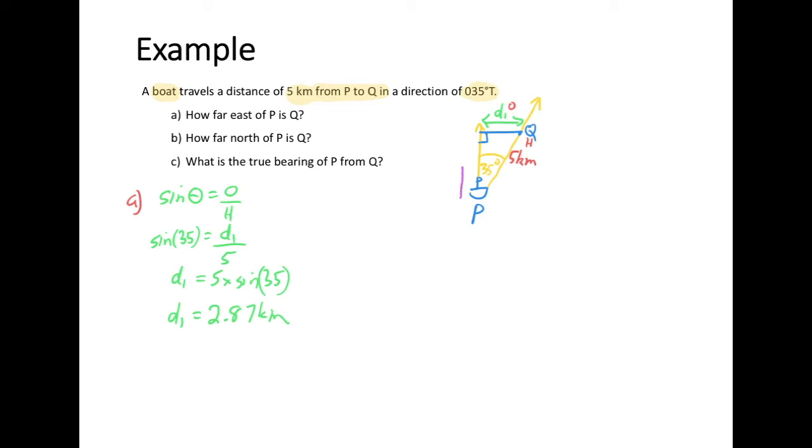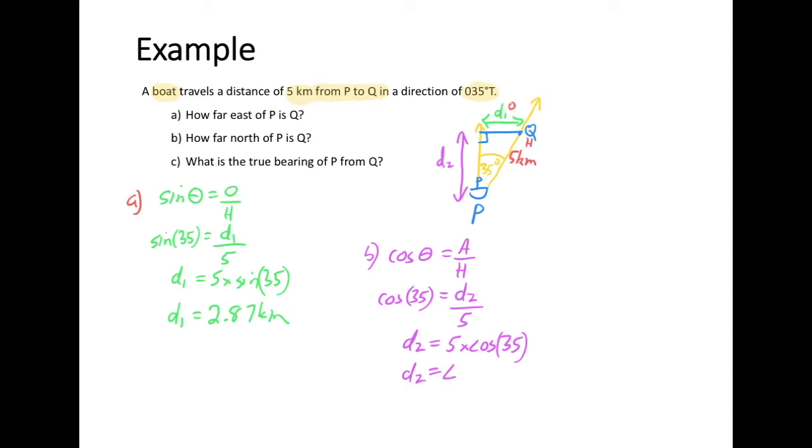So for B, I can work out the distance north between P and Q. So that will be from P up north until I reach the same level as Q. So again, I can use trigonometry to be able to complete that calculation. But this time I'm going to use cos because I've got adjacent and hypotenuse. So writing the formula, cos of the angle will equal adjacent over hypotenuse. So cos of 35 is going to equal my distance divided by 5. So my distance is going to be 5 times cos 35. And that is equal to 4.1 kilometers. So the boat traveled east 2.87 kilometers and north 4.1 kilometers.